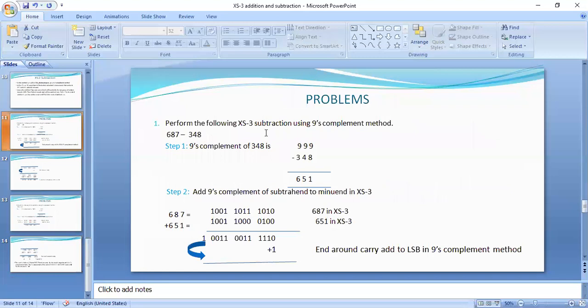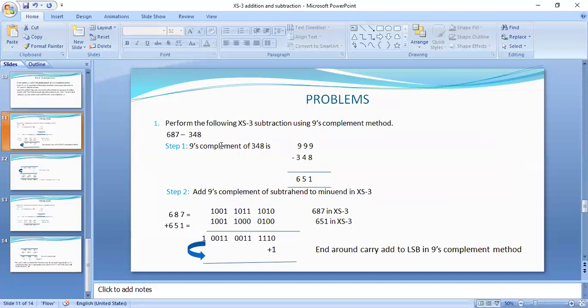So here are some more examples to explain the excess-3 subtraction using the complement method. Here I'm taking one example, 687 minus 348, and performing excess-3 subtraction using the 9s complement method. First step, find the 9s complement of the subtrahend. Subtract each digit from 9, and we get the 9s complement of the subtrahend, which is 651.